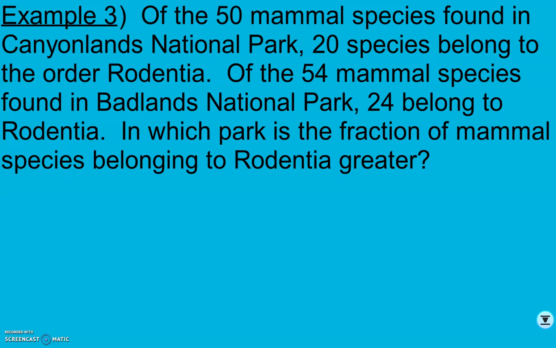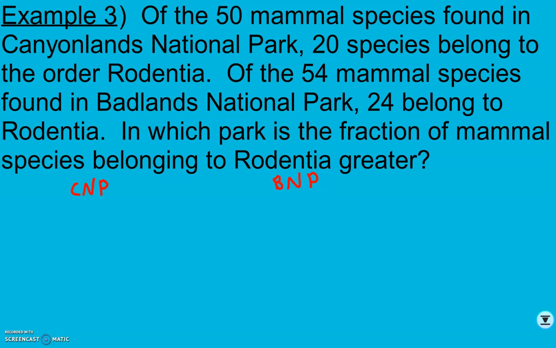Example 3 says, of the 50 mammal species found in Canyonlands National Park, 20 species belong to the order Rodentia. Of the 54 mammal species found in Badlands National Park, 24 belong to Rodentia. In which park is the fraction of mammal species belonging there greater? So the two parks, I have Canyonlands National Park and I have Badlands National Park.